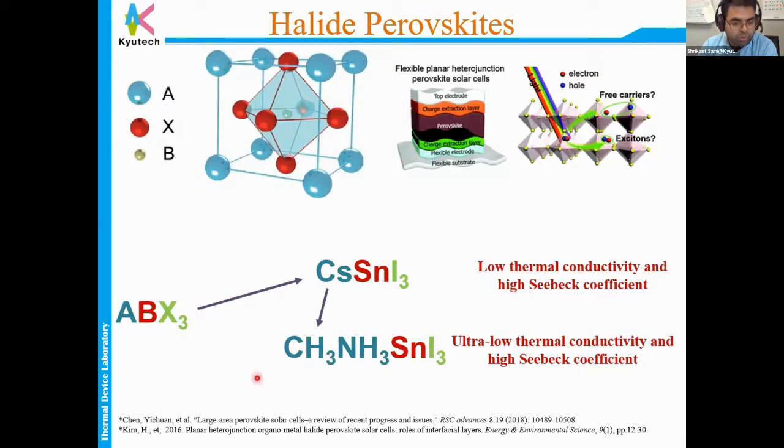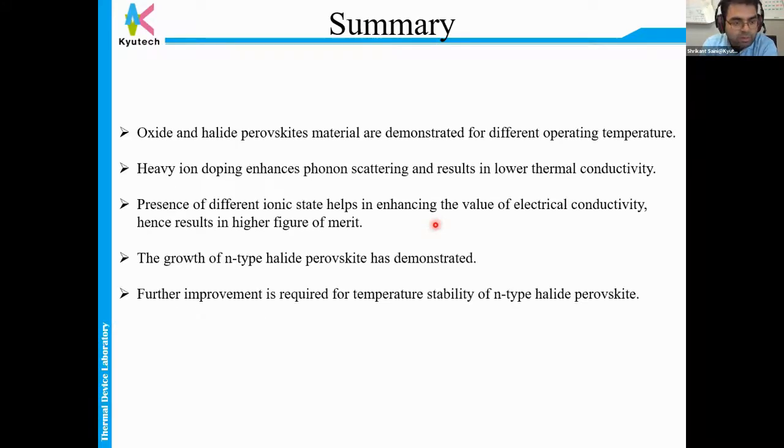We worked particularly on these two materials and understood their properties in different ways. But today I will be showing you only the performance of MASnI3. We'll conclude here with the summary: we showed the oxide and halide perovskite materials. Heavy ion doping helps enhance the scattering, resulting in lower thermal conductivity, and the presence of the ionic state helps in enhancing the electrical conductivity and results in a better figure of merit, also in the case of oxide.